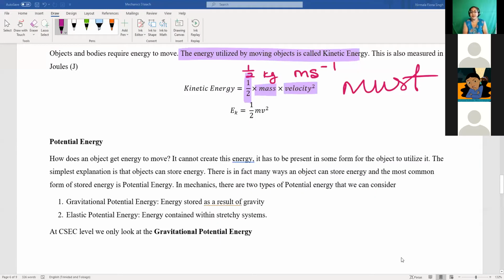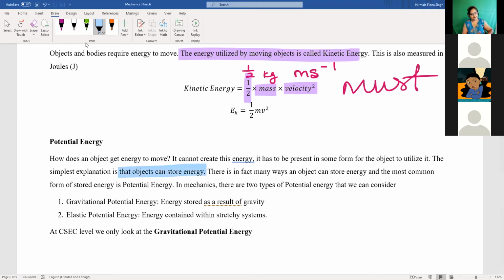So let's continue reading. How does an object get energy to move? It cannot create this energy. Remember, we just did conservation of energy. Energy cannot be created. It can only be converted from one form to the next. So it has to be present in some form for the object to utilize it. The simplest explanation is that objects can store energy. All right, so that is what we're going to look at here. We're going to look at the fact that objects can store energy.